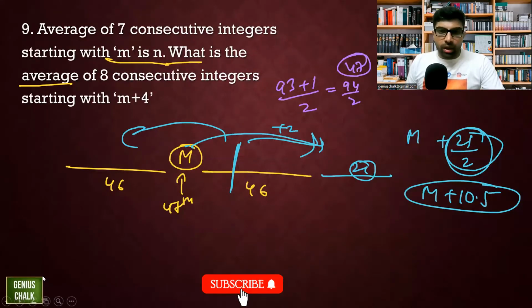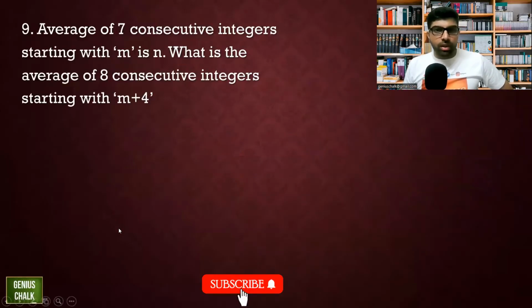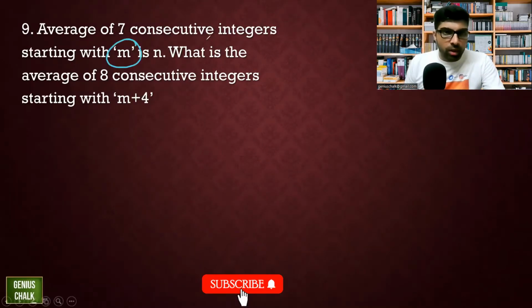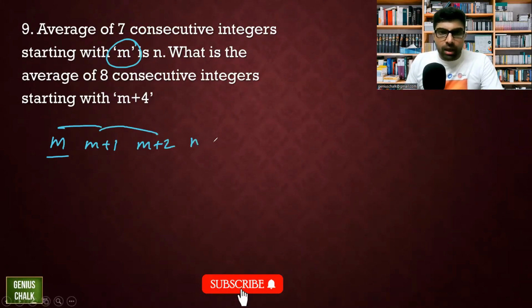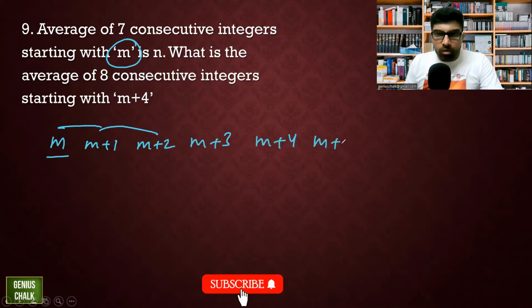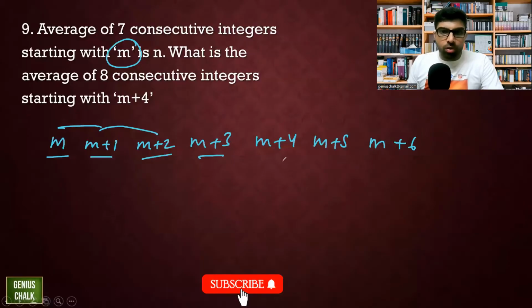All right. Okay, let's solve the next one. Average of 7 consecutive integers starting with M. Now they are starting with M. So let's find. If you start with M, the next number must be M plus 1. Next must be M plus 2 because they are adding by 1. Then next must be M plus 3. Next must be M plus 4. Then 5 terms are there, M plus 5 and M plus 6. So these are my 7 numbers, 1, 2, 3, 4, 5, 6, 7.